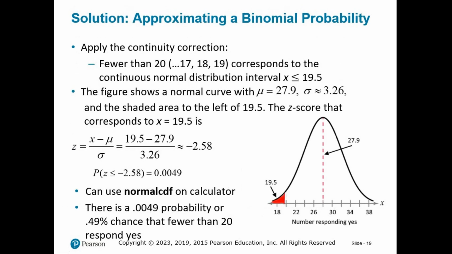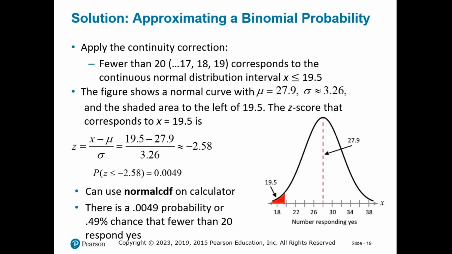Next, we have to think a little bit because we have to figure out how to apply the continuity correction. The question asked about fewer than 20. So 20 is not included, and we're wanting to know about numbers less than 20. So we need to subtract 0.5 from 20, which will effectively include the next number less than 20, 19, but not 20. So 19.5, or x is less than or equal to 19.5. The figure shows a normal curve with mu of 27.9 and standard deviation of about 3.26, and the shaded area to the left of 19.5.